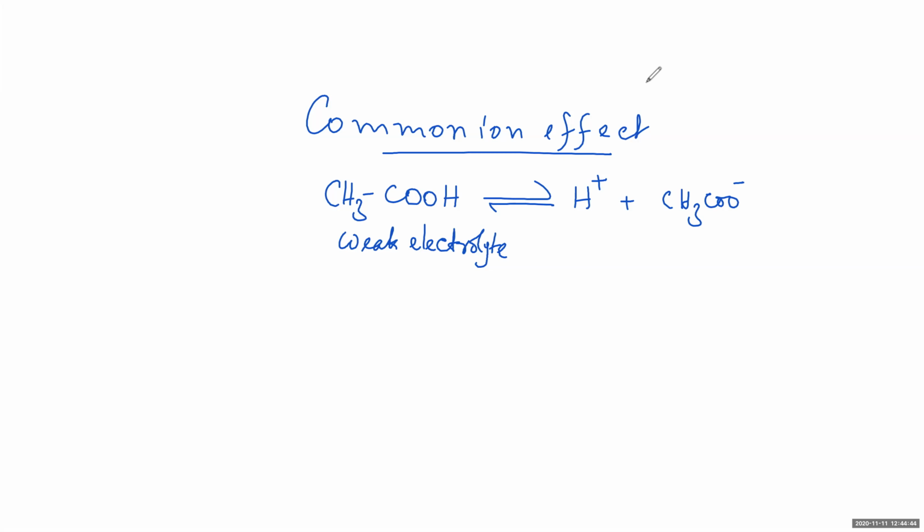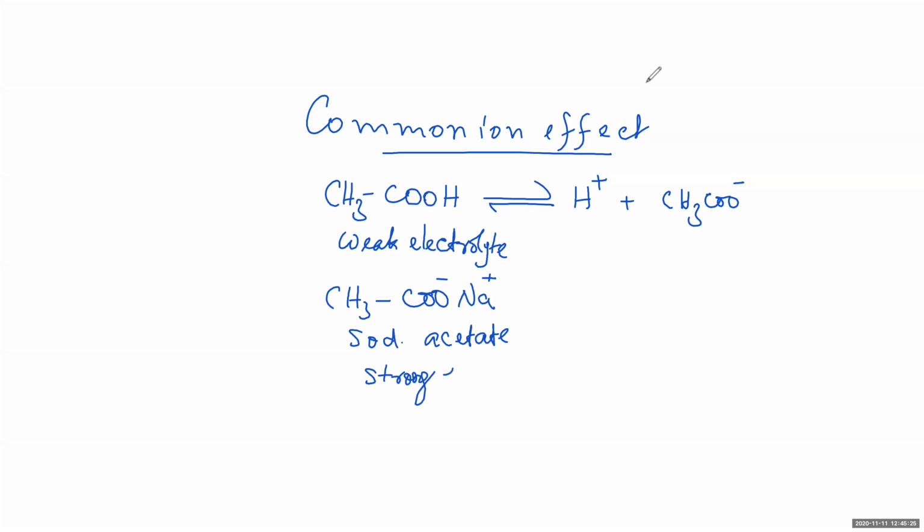Now you consider this weak electrolyte acetic acid. The ionization is only to a small extent. Now you add a strong electrolyte, for example, sodium acetate, CH3COONa. It consists of CH3COO minus Na plus. It is ionic. Like sodium nitrate, sodium sulfate, similarly sodium acetate. And this is a strong electrolyte.